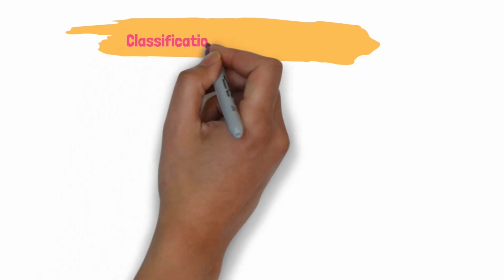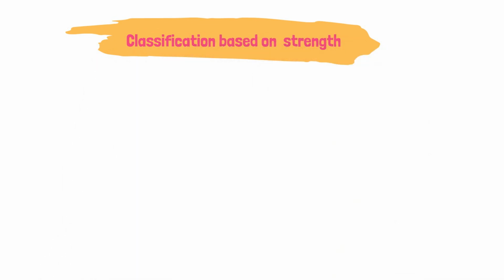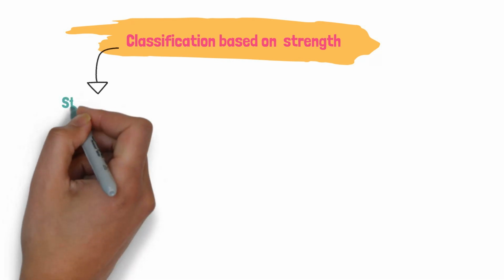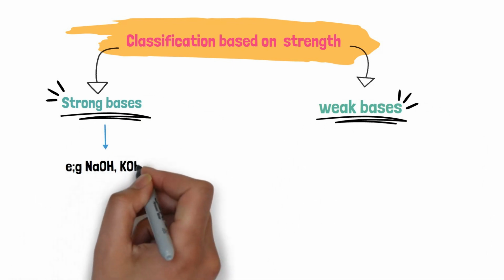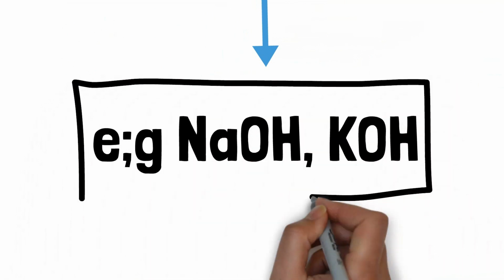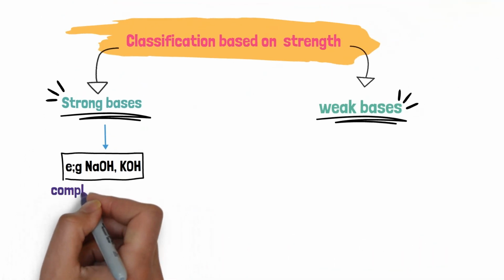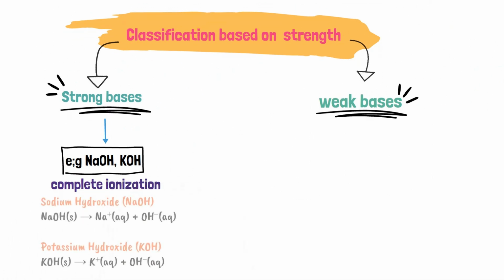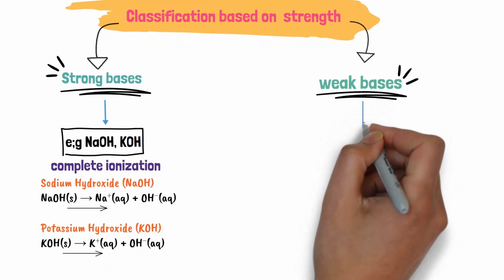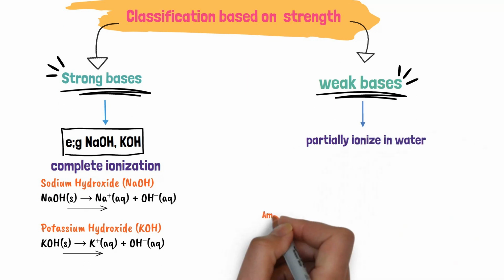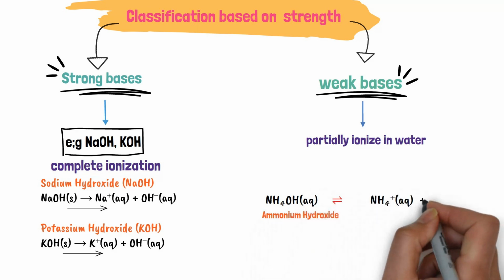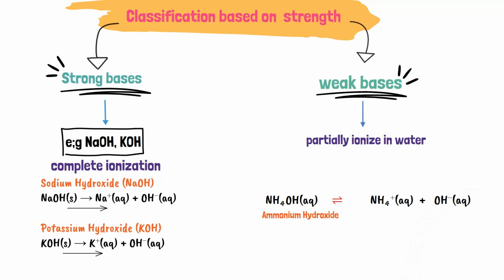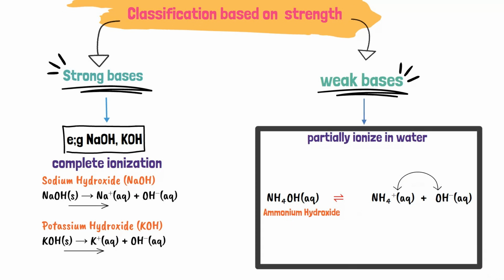Dear students, we also classify bases into two types based on their strength: strong bases and weak bases. Strong bases include substances like sodium hydroxide and potassium hydroxide. In these bases, there is complete ionization, meaning the reaction does not reverse. Weak bases only ionize partially in water. For example, in ammonium hydroxide, there is an equilibrium between ammonium and hydroxide ions, so the ions can recombine.